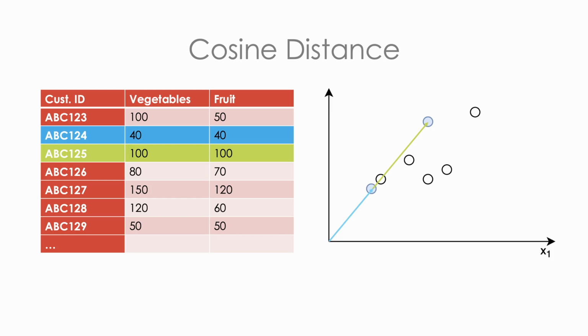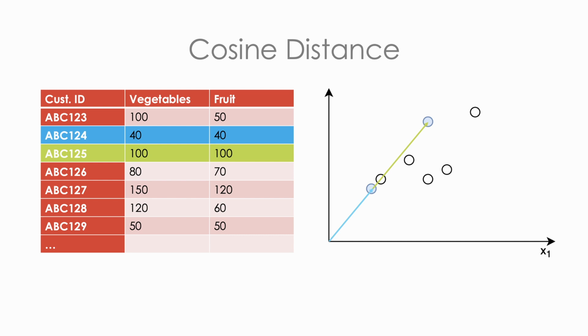Let me show you a third distance measure. Before we dive into it, let's take a closer look at two customers. Customer 124 and customer 125. Customer 124 spends 40 euros on vegetables and 40 euros on fruit, while customer 125 spends 100 euros on vegetables and 100 euros on fruit.